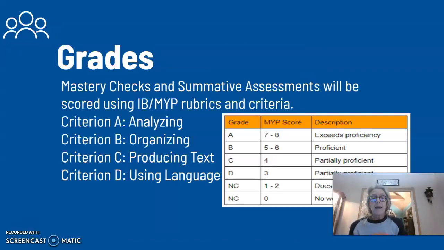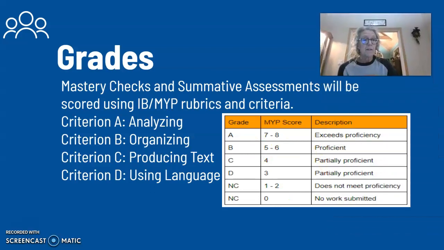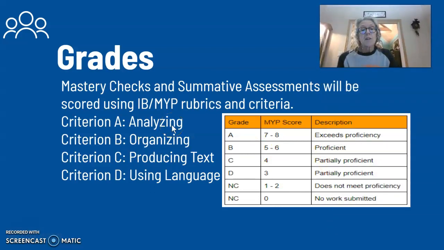As far as grading, your mastery checks and summative assessments will be used with the IB MYP rubrics and criteria, so you will see that with different lessons. The criteria that we look at in Honors 10 are analyzing, organizing, producing text, and using language. The MYP scoring rubric is 0 through 8. And we have aligned that with the letter grades with the descriptions as you can see here.